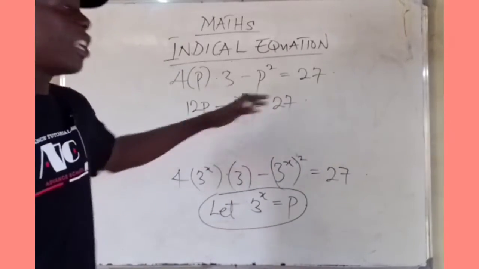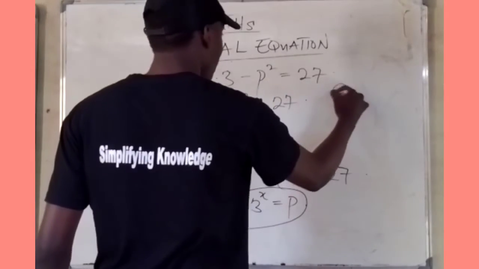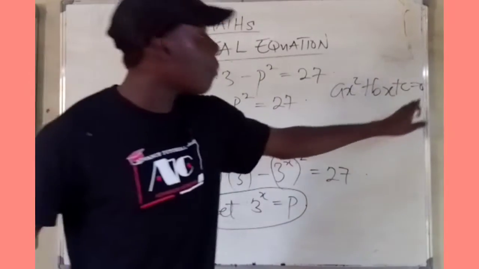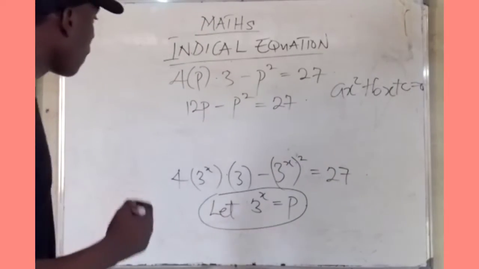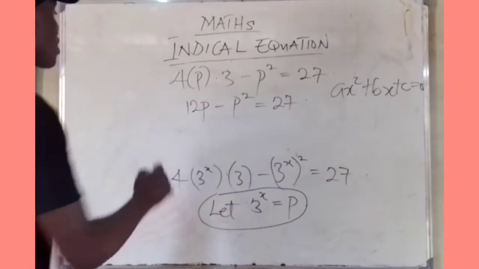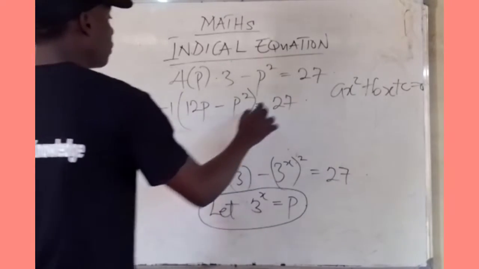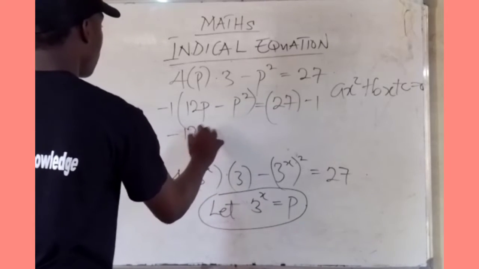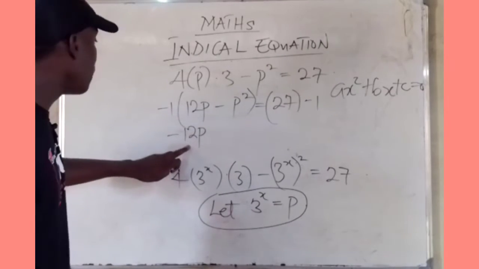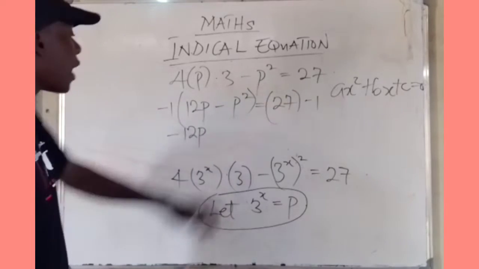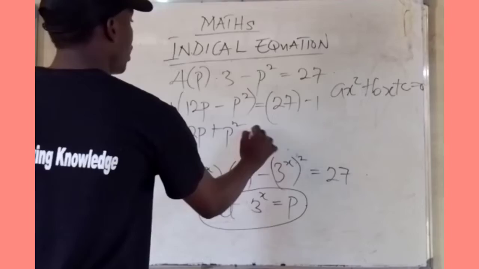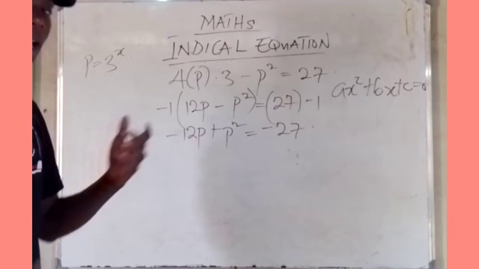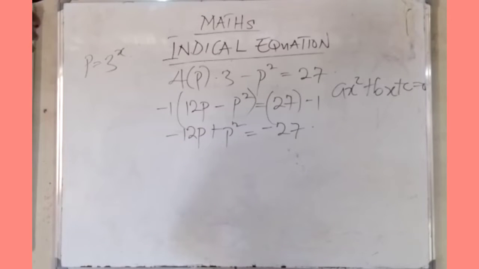I can rearrange this to be in the form of ax squared plus bx plus c equals 0, because this is the standard form of a quadratic equation. So let's do that. And how do I do that? I'll simply multiply through by minus 1. So this is going to be minus 12p. Minus 1 times 12p is minus 12p. Minus 1 times minus p squared, that's plus p squared, equals 27 times minus 1, that's minus 27.